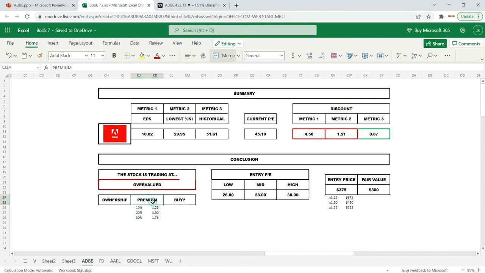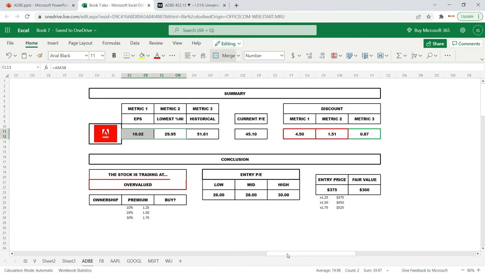Is it a multiple of 1.5? I don't know. It's a personal preference and it all depends on your risk appetite and your returns. I wouldn't buy the stock now. I think the fair value of the stock is around 300. This is when you multiply the lowest yield of 29.95 with the current EPS of 10.02. I don't promote buying stocks at a premium and I don't buy stocks at a premium.